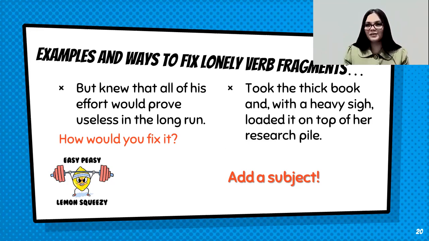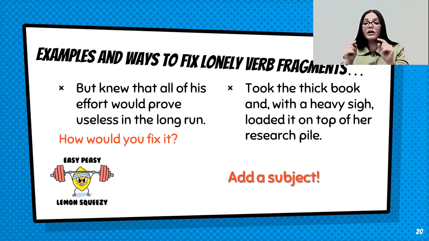Easy peasy, lemon squeezy. You will add a subject. That's the way to fix it. That's the easiest one to fix. How are you going to do that? You can say, for example, Stanley knew that all of his effort would prove useless in the long run. Yes? So here you're going to introduce a subject, and you will erase, of course, the coordinating conjunction because you're not coordinating anything.